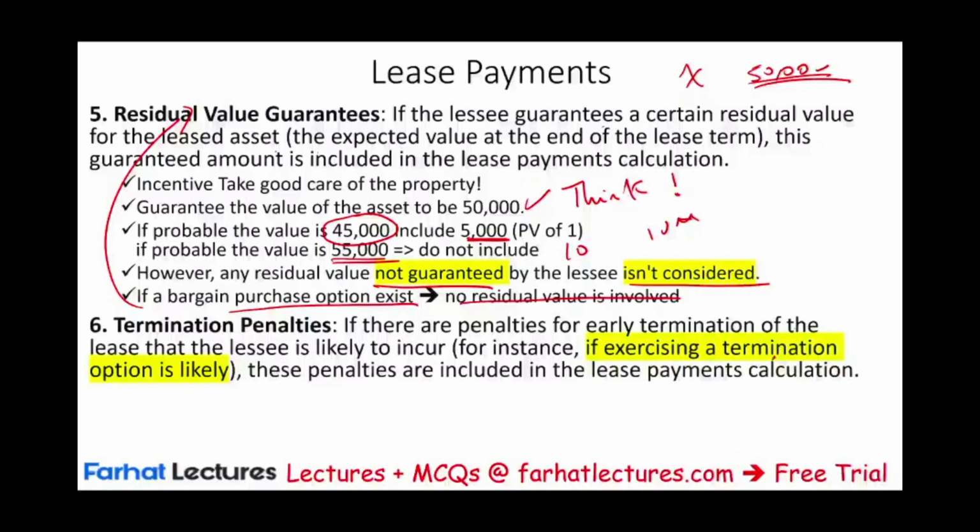How about if there are termination penalties? If there are penalties for early termination of the lease that the lessee is likely to incur. Now you are likely to incur. If exercising a termination option is likely, these penalties are included. If not, you do not include. So when do you include a penalty? When you think you might have to incur that penalty. Why? Because you think in 3 years, I'm going to move, I'm going to have to break the lease. Or I'm going to need a new asset, I'm going to have to break the lease. Well, if you know that's the case, include that in the present value because you have an obligation. And the obligation is a liability. It's recorded at its present value.